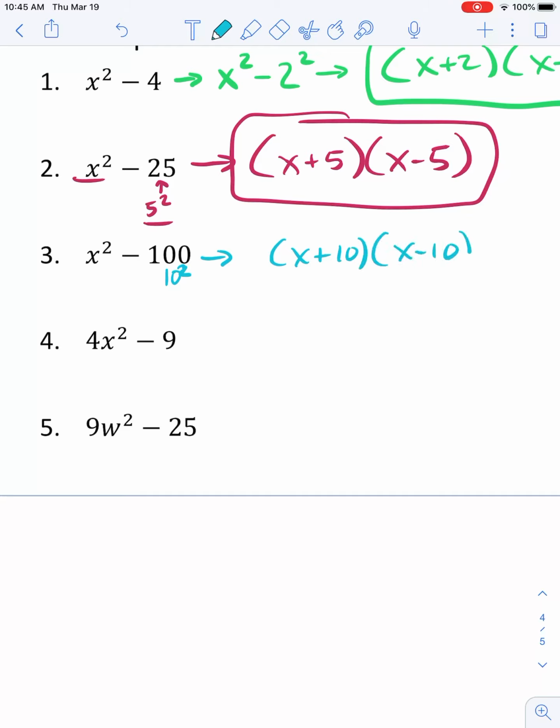And one question I've been getting from kids, just since we started doing factoring, is does it matter if I write it with the x plus 10 first, or can I put the x minus 10 first? And it really doesn't matter. It's just like saying 3 times 2 or 2 times 3. They both equal 6. Doesn't matter which way you write it.